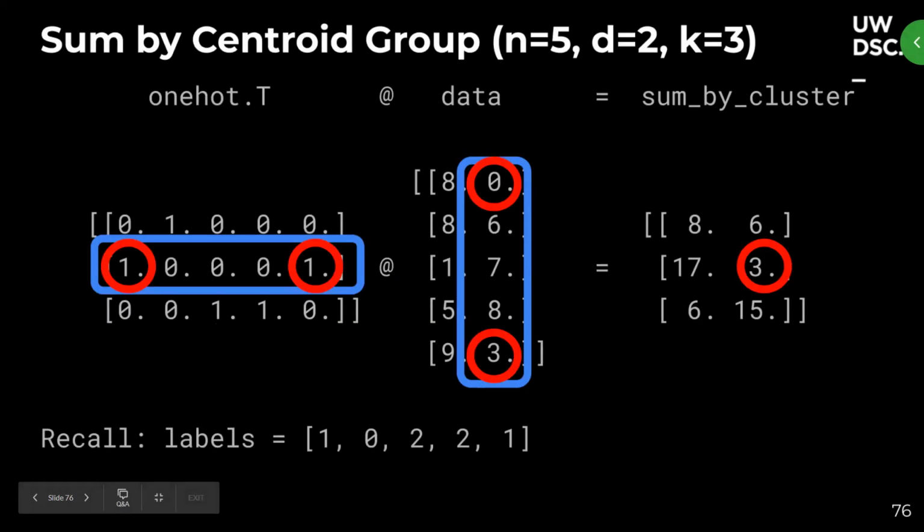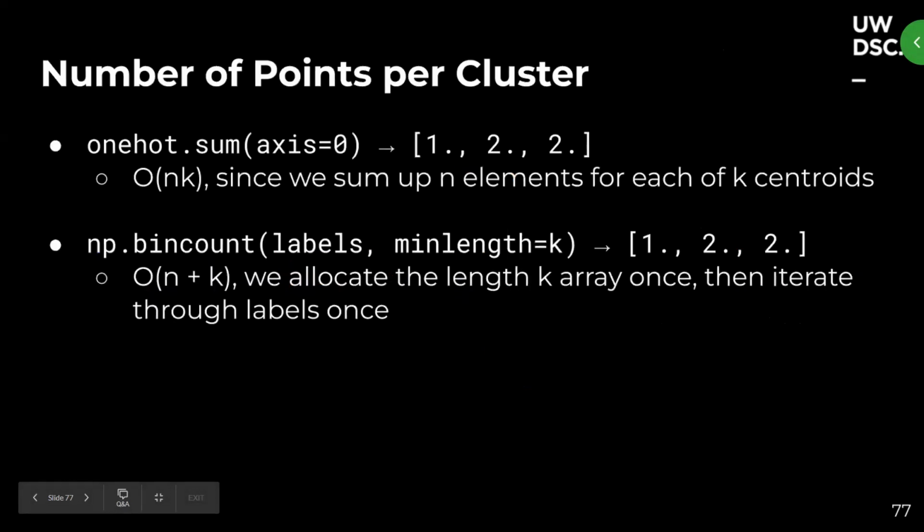Okay, so now we have the sum of all the points by each centroid, right? The next question is, we have a sum, but we really wanted the average. So we need a count of the number of elements within each group. How are we going to get that? The first thing we can do is take a sum across the 0th dimension of this matrix of 0s and 1s. Once we do the sum, we end up with this array: 1 element for centroid 0, 2 elements for centroid 1, 2 elements for centroid 2.